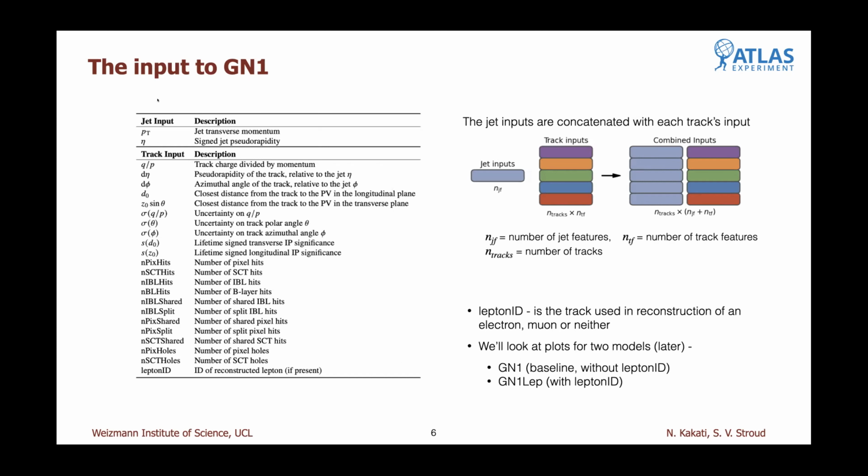Okay, so once we have these two types of inputs, how do we use them? That's shown in the figure. You have your jet input, which is just two numbers for each jet, and you have a track input, a feature vector for each track. Then we take the jet feature vector and concatenate it to each of the track inputs. This gives us the combined input for each track, and that will be the input for our network.